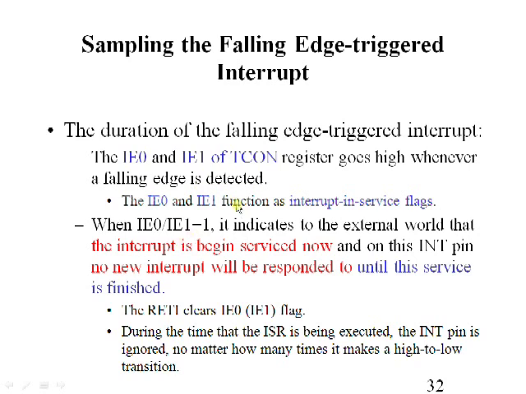They are going to represent the status of the falling edge interrupts. Okay, the IE0 and IE1 function as interrupt in service flags. When any of these bits is 1, it indicates to the external world that the interrupt is being serviced now, and on this INT pin no new interrupt will be responded to until the service is finished. So if these bits are 1, then the other peripherals know that they cannot generate any kind of interrupt until this particular interrupt is serviced. The RETI clears the IE0 flag. During the time that the ISR is being executed, the INT pin is ignored no matter how many times it makes a high to low transition.